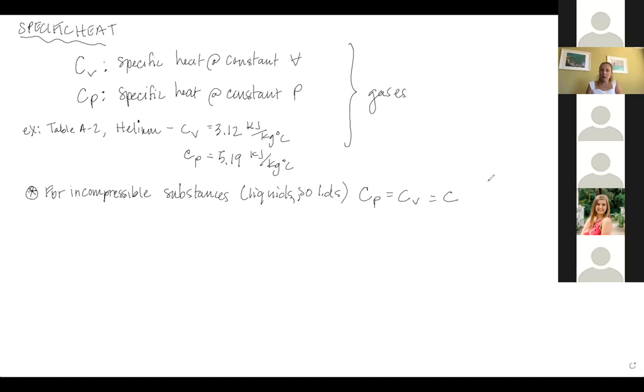All right, so here's where you're going to use table A3 for solids and liquids. So table A2 is going to be for gases, and table A3 is going to be for solids and liquids.